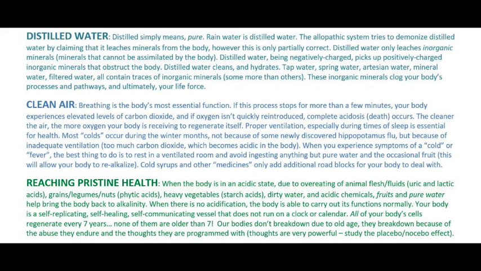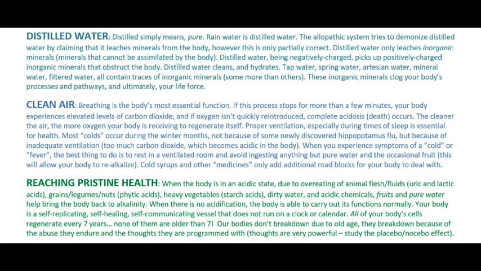Reaching pristine health. When the body is in an acidic state due to overeating of animal flesh, fluids, uric and lactic acids, grains, legumes, nuts, phytic acids, heavy vegetables, starch acids, dirty water, and acidic chemicals, fruits and pure water help bring the body back to alkalinity. When there is no acidification, the body is able to carry out its functions normally.